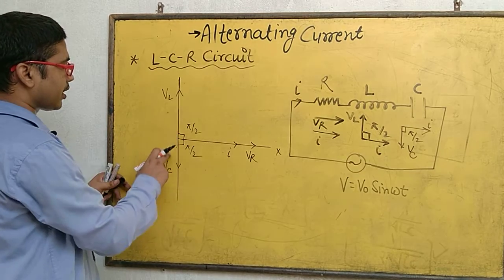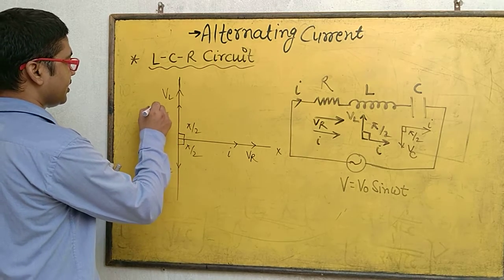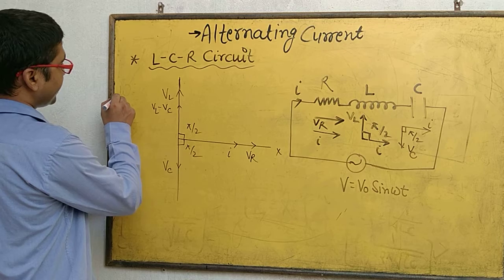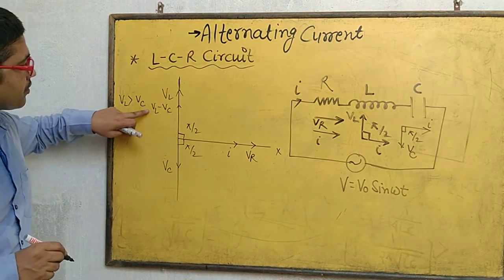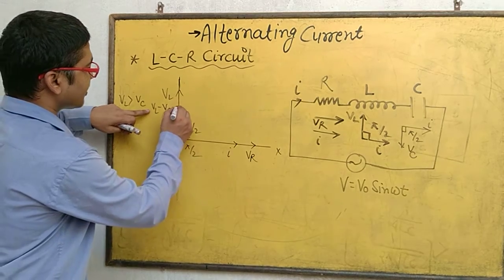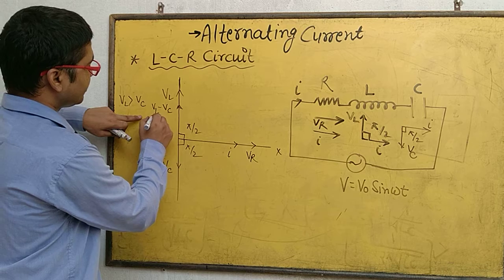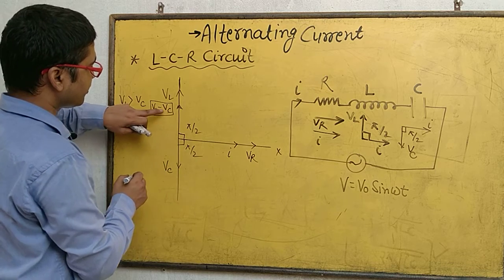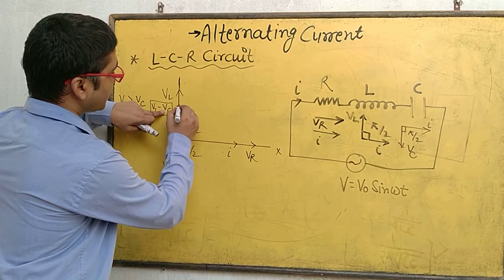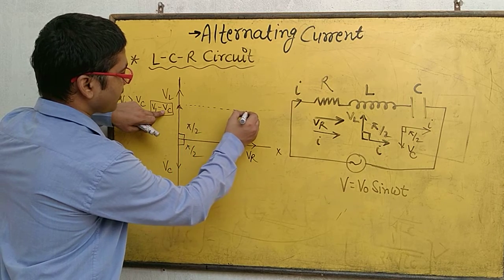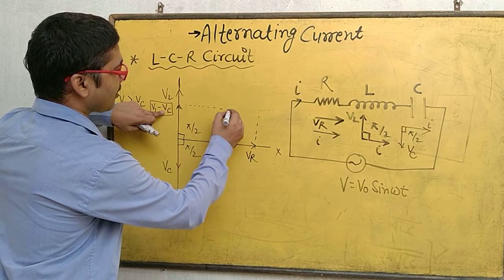Now you can see these two are in opposite directions, so their net is given here, that is VL minus VC. We are taking VL as greater than VC. So this one is the resultant of VL and VC. Now this vector and the vector VR are perpendicular to each other, so the net effective voltage for this circuit can be found out by using the parallelogram law of vectors.